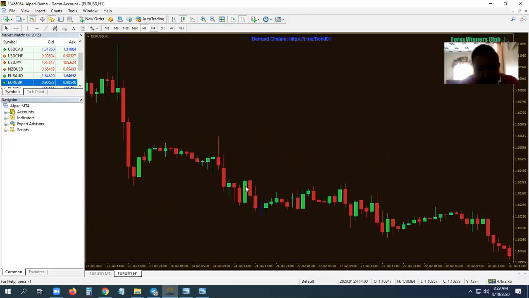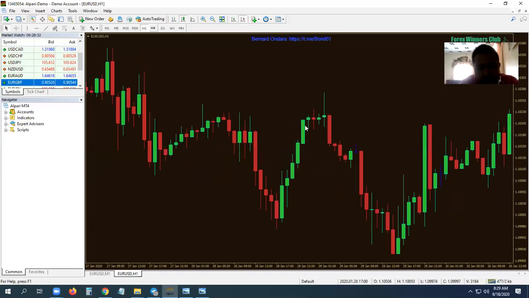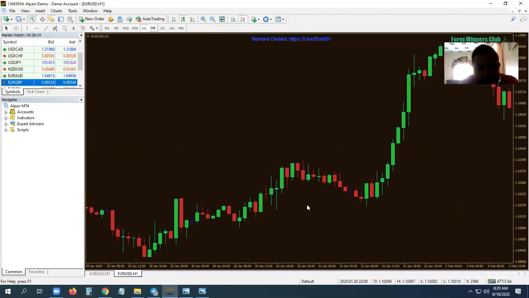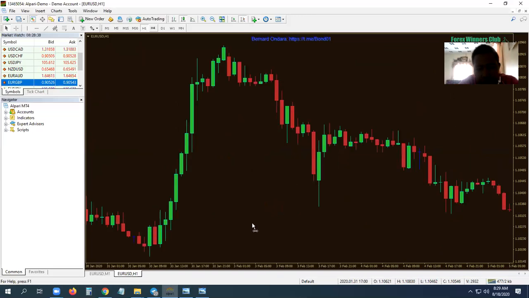Bullish engulfing, market did not go up. It's not in all cases that it will go up. Bullish engulfing, market goes up. Bullish engulfing here, market goes up. Bullish engulfing here, this green is bigger than this red, market goes up.